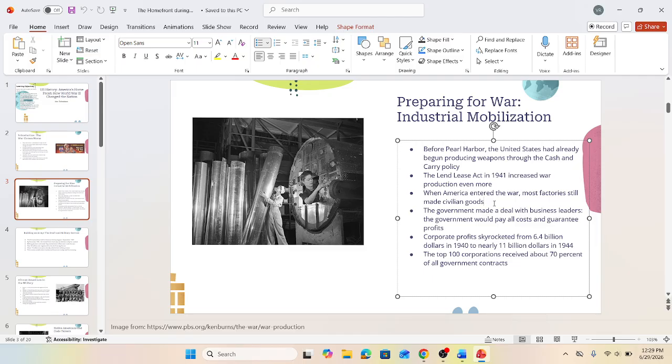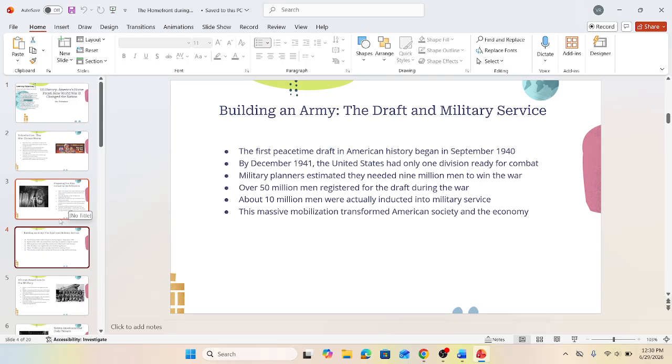The government said, we'll pay all the costs, we'll guarantee your profits, and corporate profits skyrocketed, nearly doubling from $6.4 billion in 1940 to $11 billion in 1944. So this is partly what effectively ended the Great Depression. The top 100 corporations in the United States received about 70% of all government contracts, and so their factories were switched to producing goods that were war-related. All right. And so some examples of that might be a factory that was producing cars is now producing airplane parts, right?